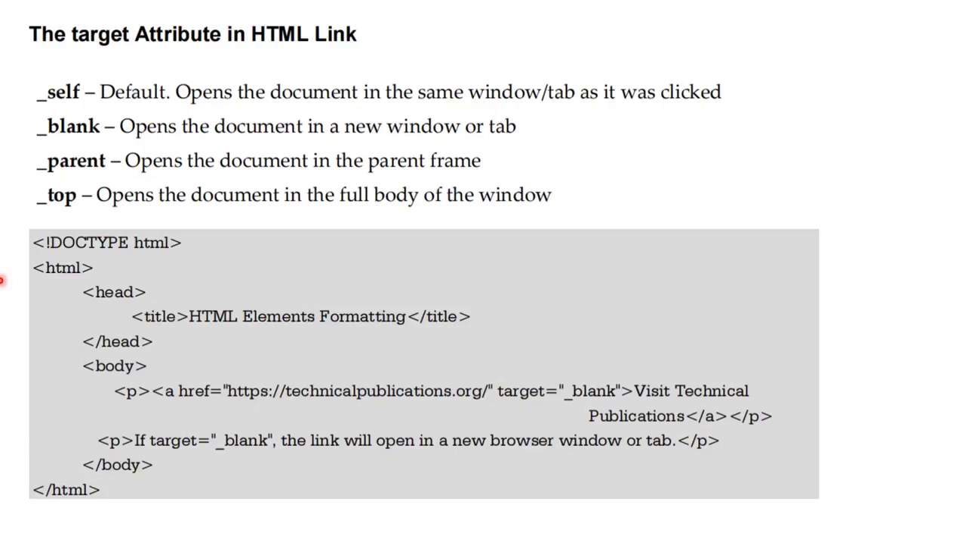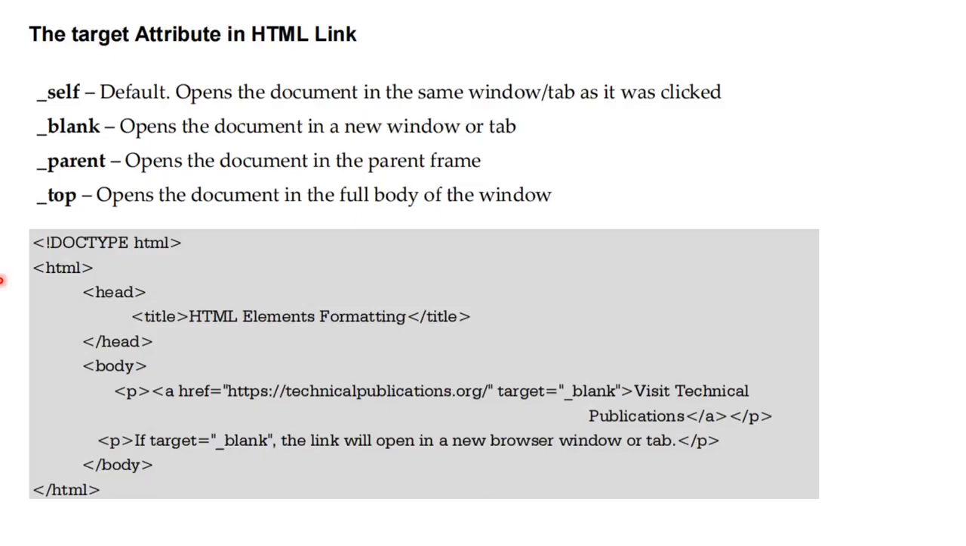Self opens the document in the same window or tab as it was clicked. Okay, and blank opens the document in a new window or a new tab, and parent opens the document in the parent frame, and top opens the document in the full body of the window. So here, the example includes underscore blank, so that opens the document in a new window or a tab.